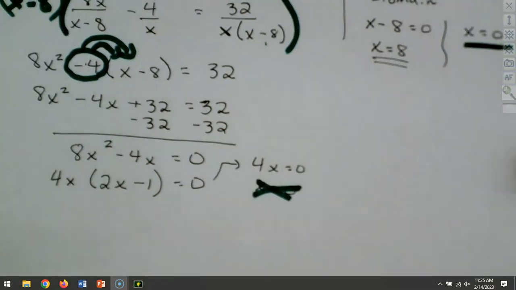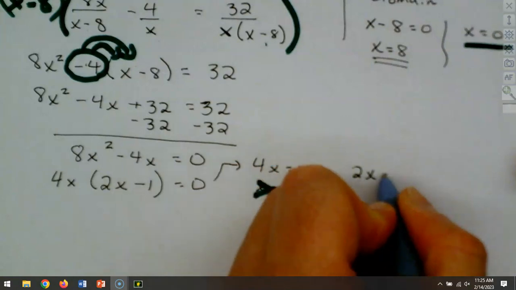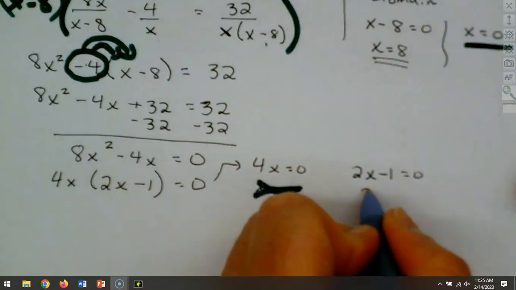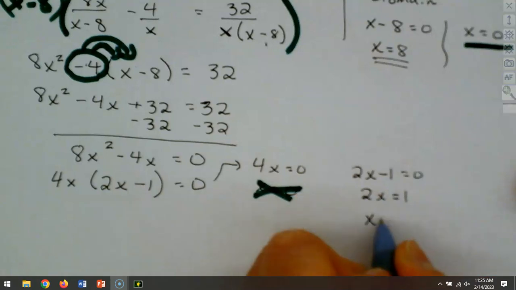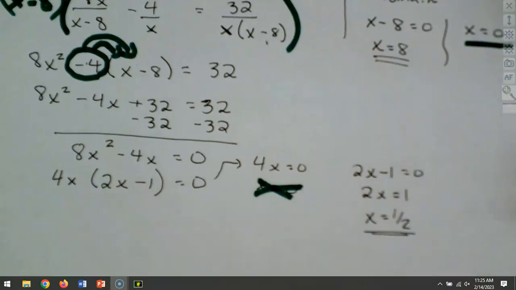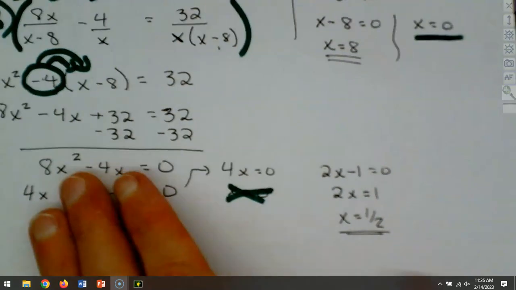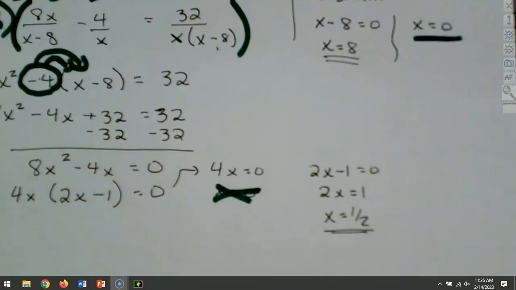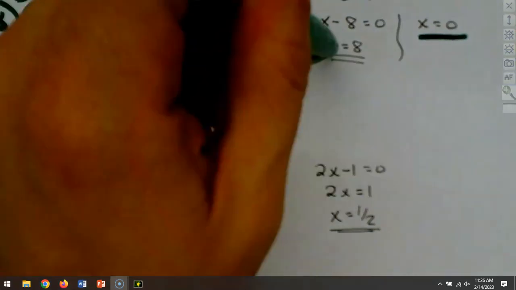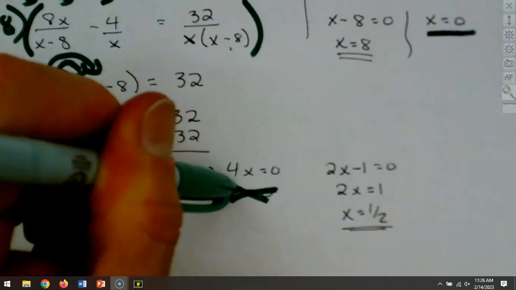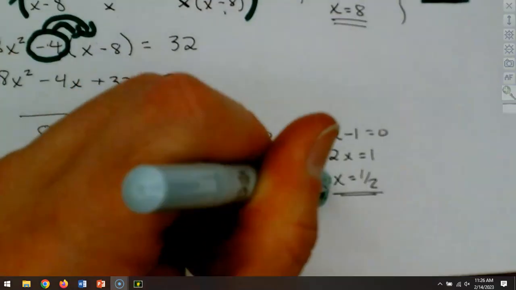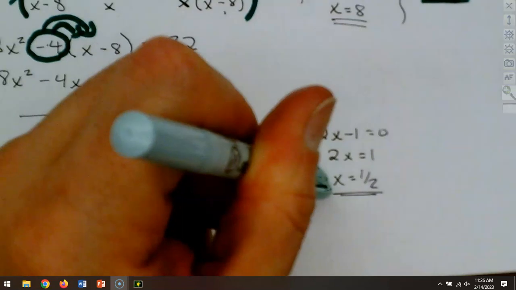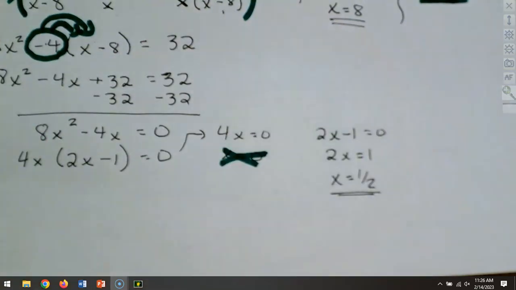What's the other one? The other one is 2x minus 1 equals 0. So 2x equals 1. So x then equals 1, what? 1/2. And is 1/2 a viable solution? Yes, because what two numbers will not work? 8 and 0. So 0 did not work, but the 1/2 will work. So that's why I picked that one, because there are two solutions, but only one of them will actually work.